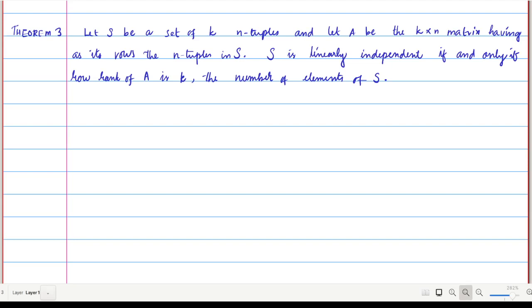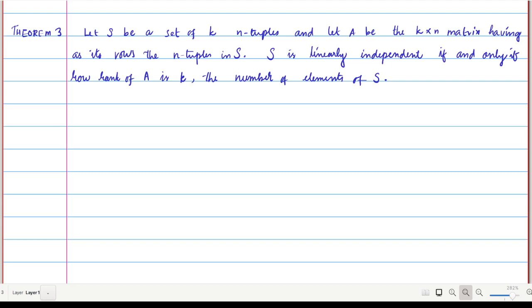Now we prove theorem 3. This is the last theorem in section 2.5. Let S be a set of k n-tuples, and let A be the k by n matrix having as its rows the n-tuples in S. Then S is linearly independent if and only if the row rank of A is k. This is an if and only if, so we need to prove two implications. If S is linearly independent, then we need to prove that the row rank of A is k, that is the number of elements of S, and vice versa.